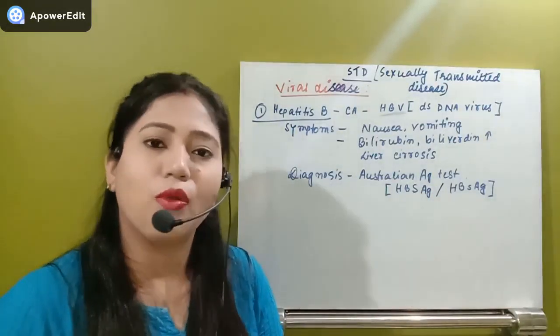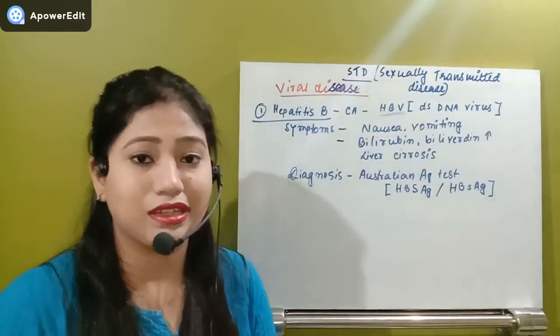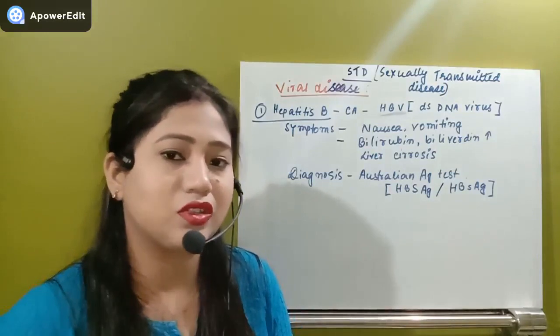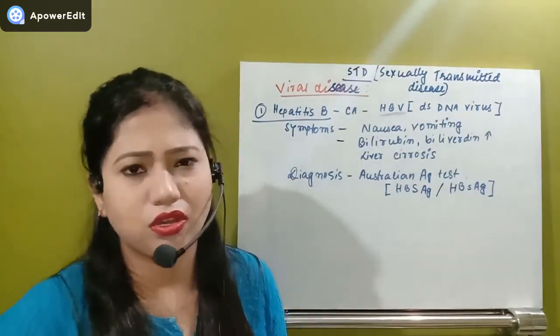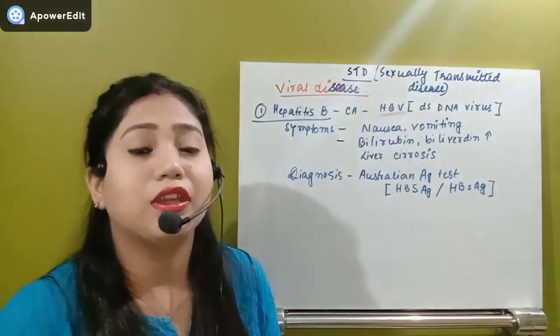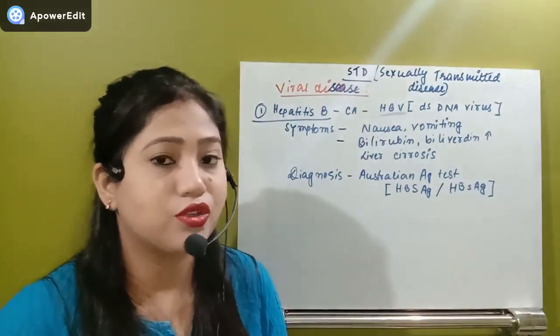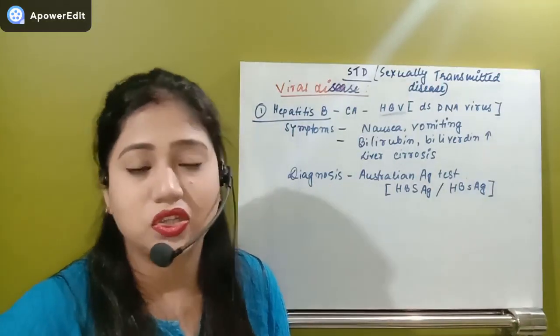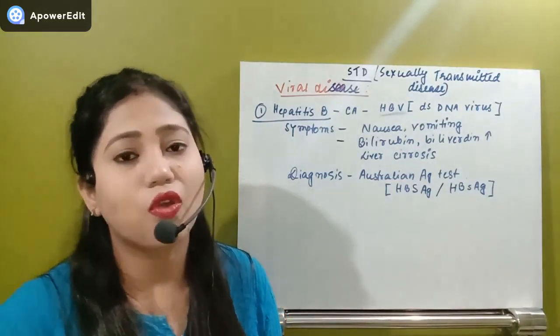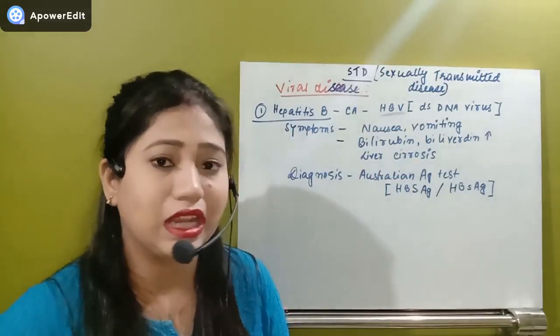Nausea can happen normally, and the individual can think it is just due to a climatic change, or that the vomiting is occurring due to some abdominal problem. But gradually the individual starts to develop another condition, that is jaundice. So what happens in jaundice? The concentration of bilirubin increases.